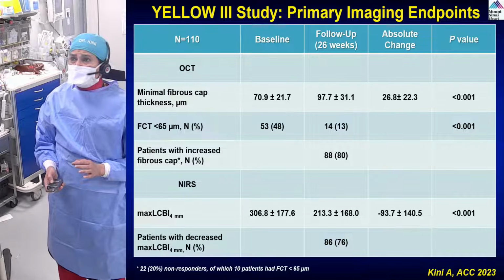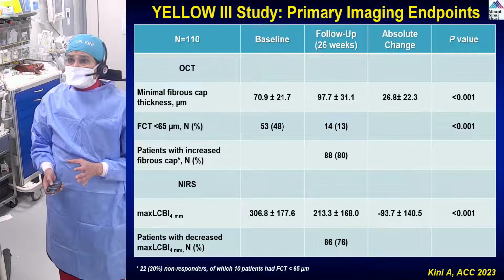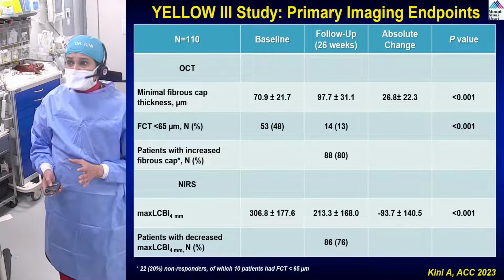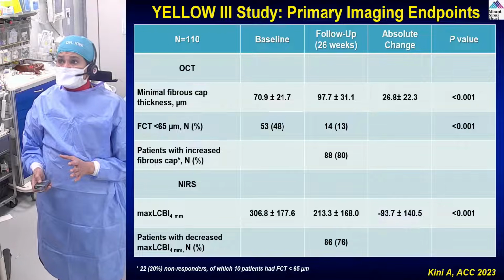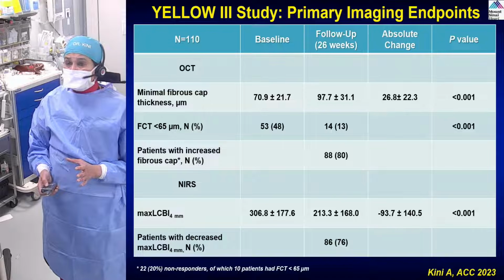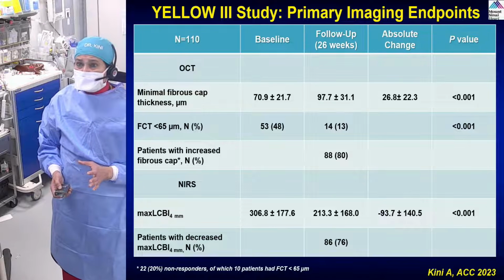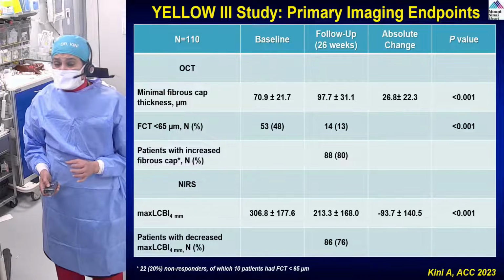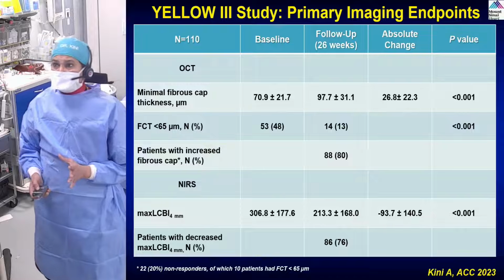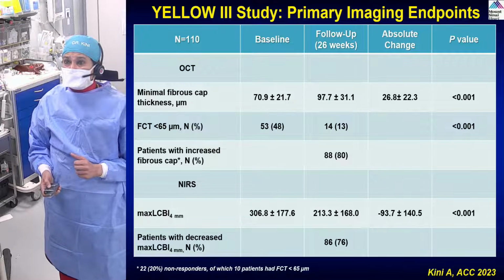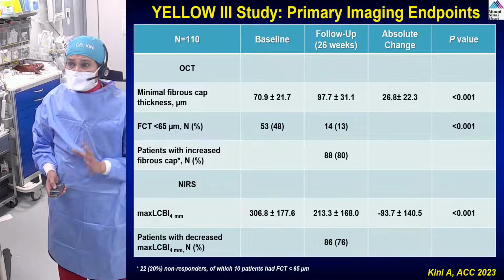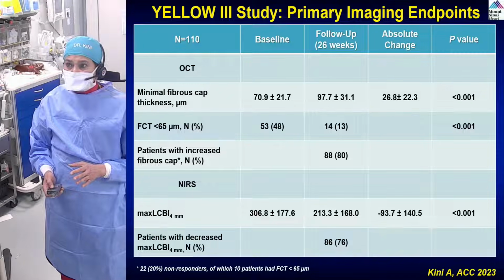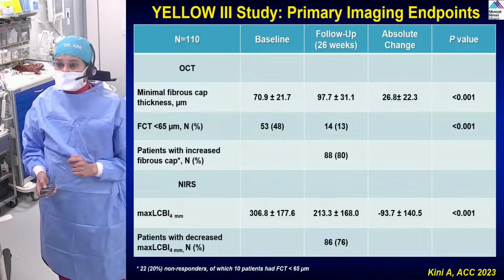For the primary endpoint of imaging, baseline fibrous cap thickness was 70.9 microns, increasing to 97.7, an absolute change of 26 microns with a significant p-value. The so-called TCFA, where fibrous cap thickness is less than 65 microns, was seen in about 48% and went down to 13%, again significant. 80% of the patients increased their fibrous cap. About 20% had no change, and we call them non-responders.